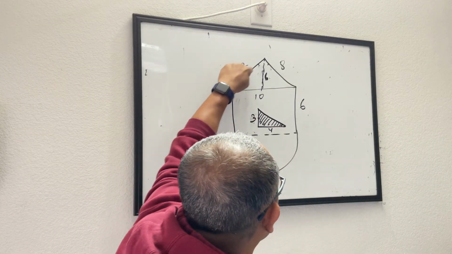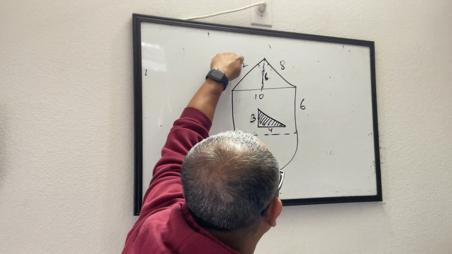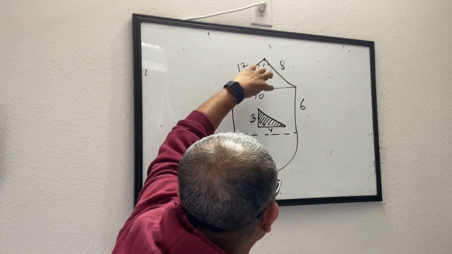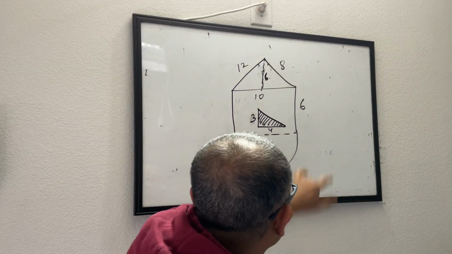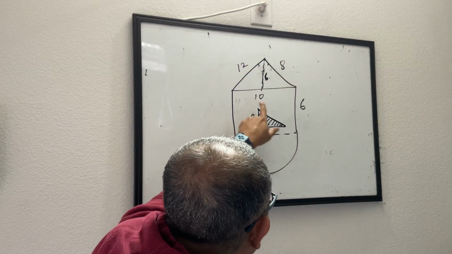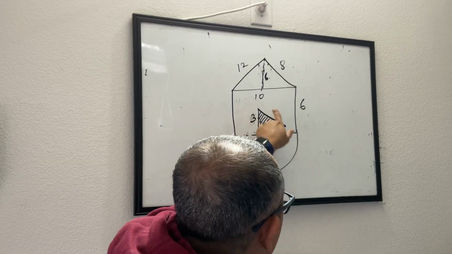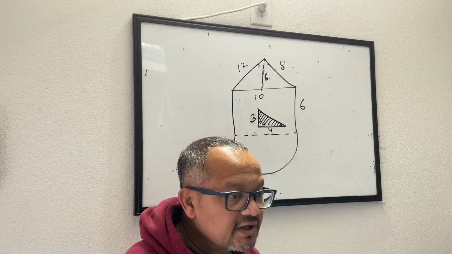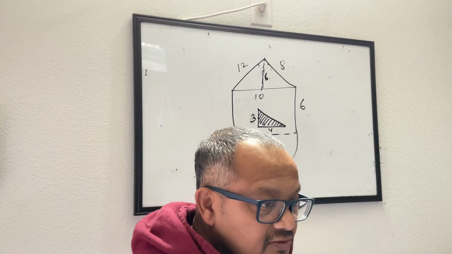So this is 12, this is 8. I'll come to you, Sangeeta. I'm just confirming the dimensions. 12, 8, and this length is 6. This length is 10, and this length is 6. And the right angle triangle that I have cut in between has dimensions 3, 4, and I have not given this dimension. I want you guys to find out the area of the shape excluding this right angle triangle which I have cut and excluded out.